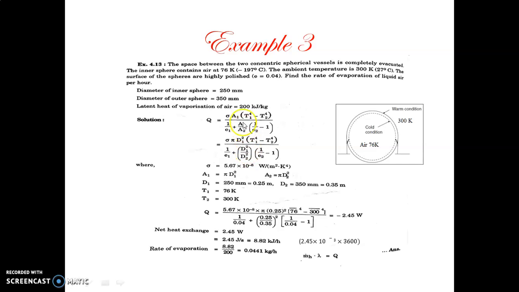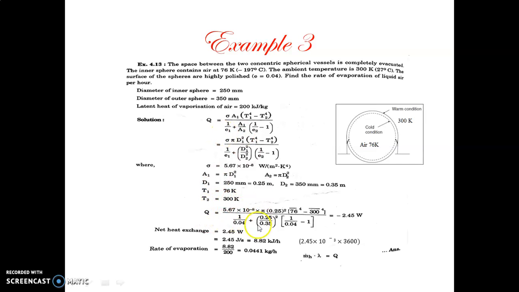If we take the ratio A1 by A2, the pi and pi get cancelled and we are left with only the diameters, so the formula can be converted into this form. The diameters are already given: the inner diameter is 250 millimeters and the outer diameter is 350 millimeters. You have to convert these into meters, and we already know the temperatures. T1 is 76 Kelvin and T2 is equal to 300 Kelvin.